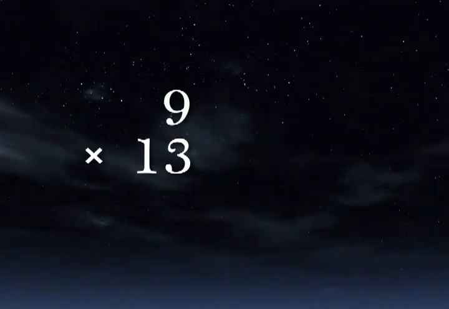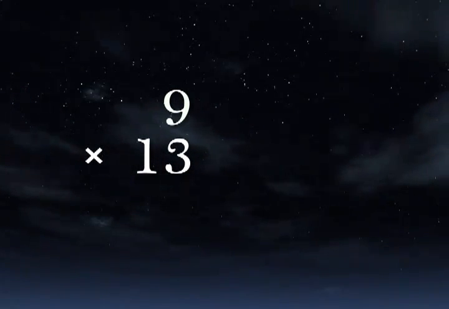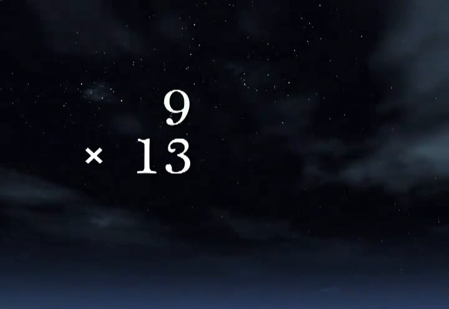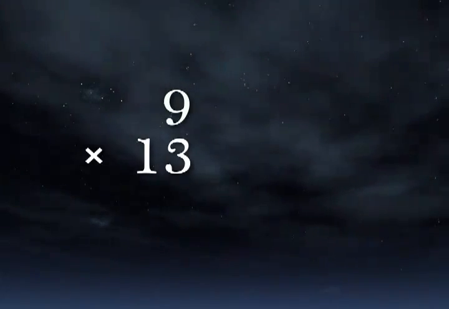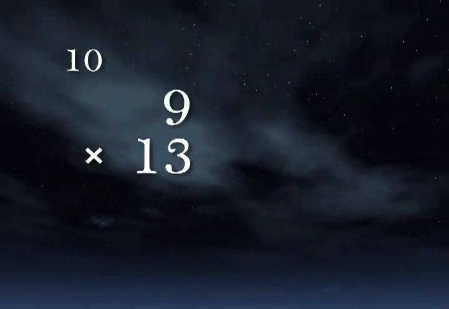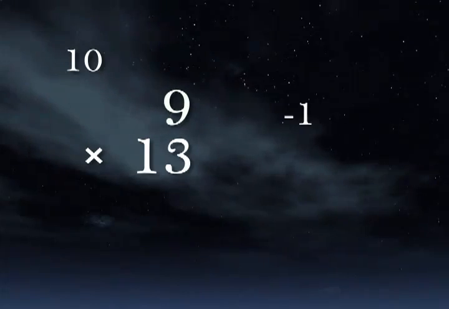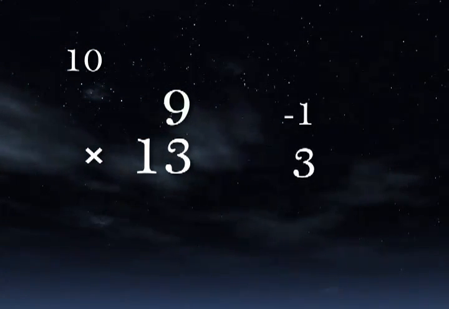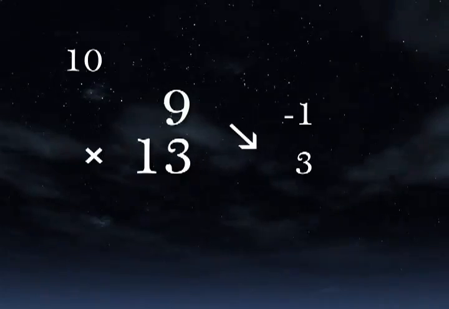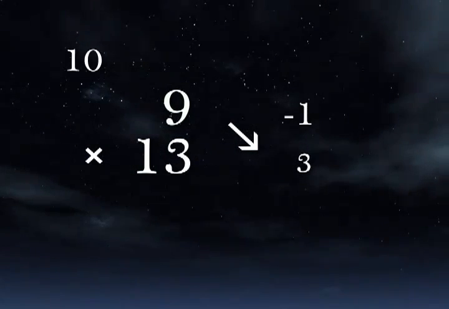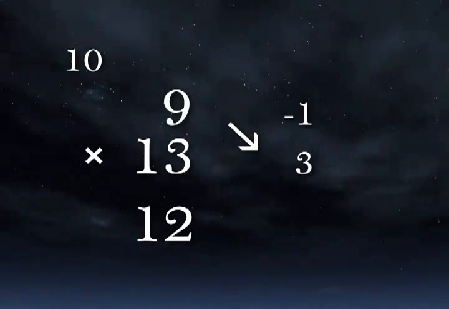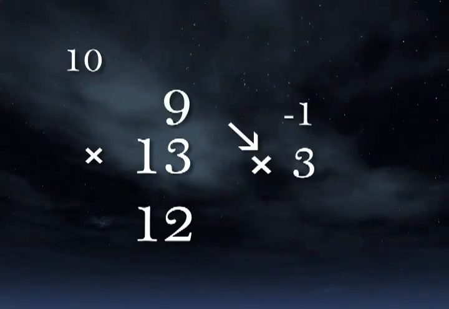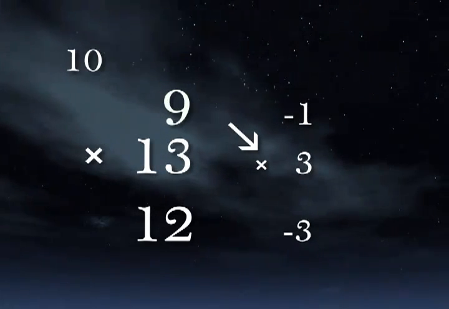Answer this question in under 5 seconds. What's 9 times 13? Both numbers are close to 10, so we'll use 10 as our base. 9 is 1 less than 10, so we write -1. 13 is 3 more, so we write 3. Working crosswise, 9 plus 3 is 12. That's the left side of the answer. -1 times 3 is -3.